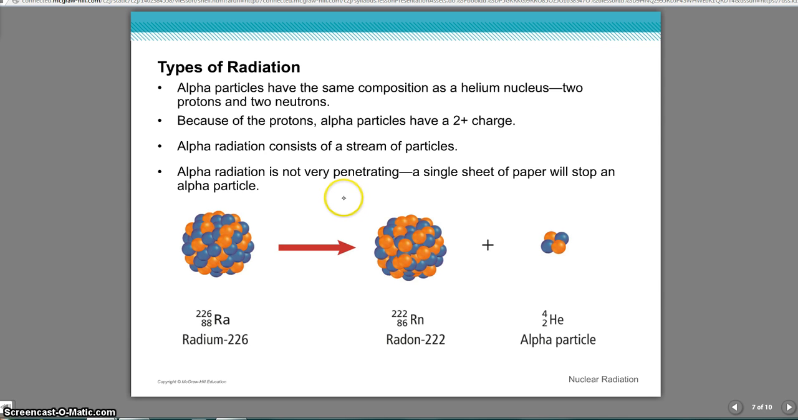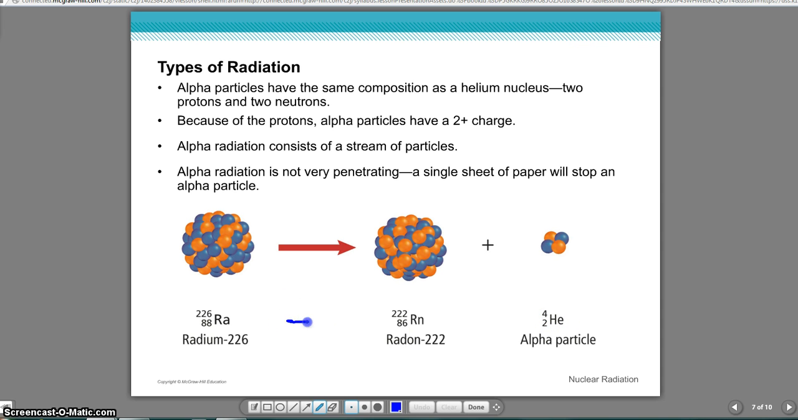Your clothes would stop alpha particles, but they could be harmful if you were to ingest something that was giving off alpha radiation. Or like when you inhale smoke, if you were to smoke, that could include radioactive material in your lungs. So we're going to represent an alpha particle like this right here, 4,2 helium. Now the 4, remember, is the mass number, which is protons plus neutrons. The 2 is the atomic number, which is the protons. And then we use the symbol helium because it's the same thing as a helium atom. It's just the nucleus part of it.